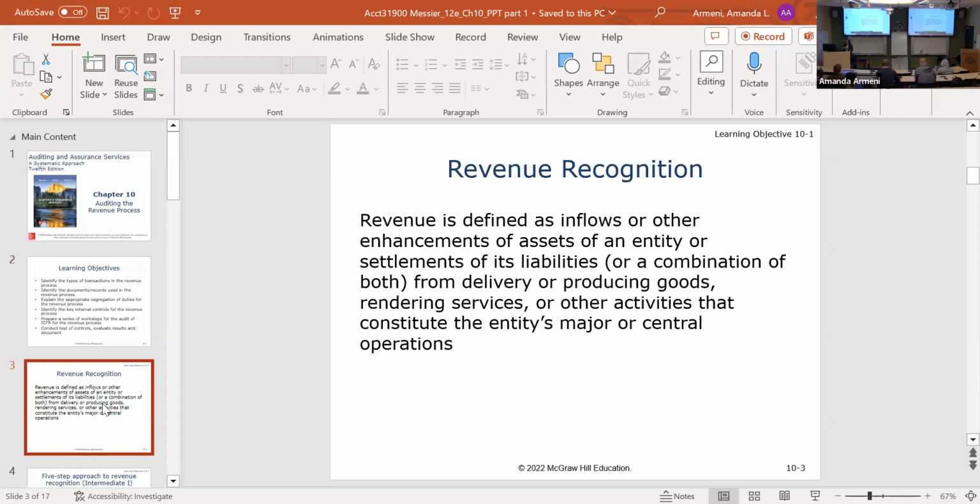It's defined as inflows or other enhancements of assets from the delivery of products or services. So you provide a product or service to a customer, you earn revenue. But over the last 5 or 6 years, the revenue rules changed slightly. And the Financial Accounting Standards Board, right, the organizing body that creates generally accepted accounting principles, provided more details as to, okay, when should you record revenue in your accounting records?